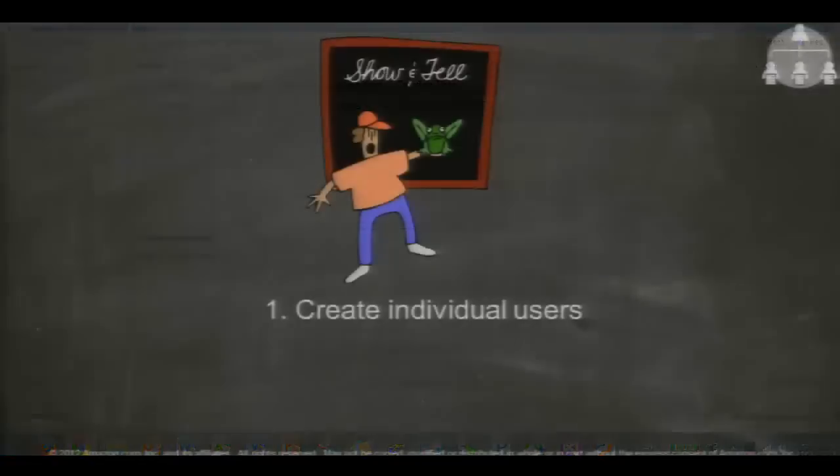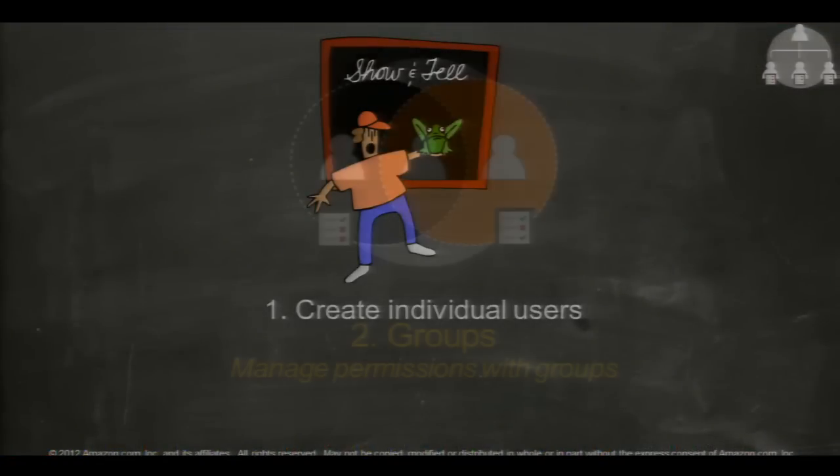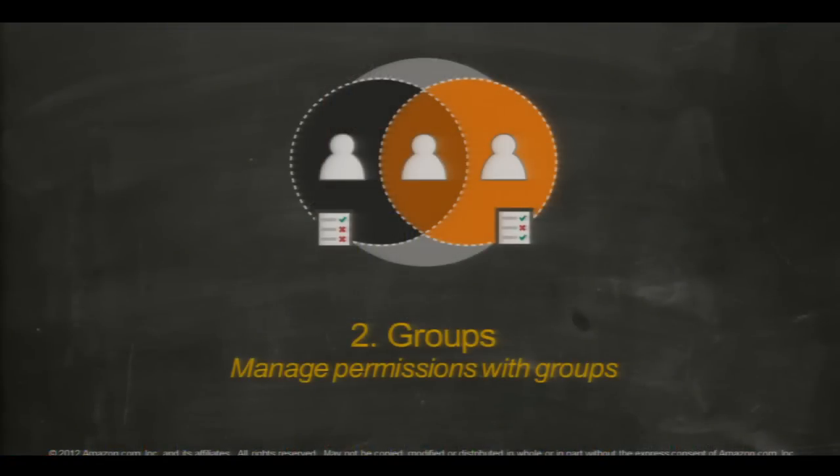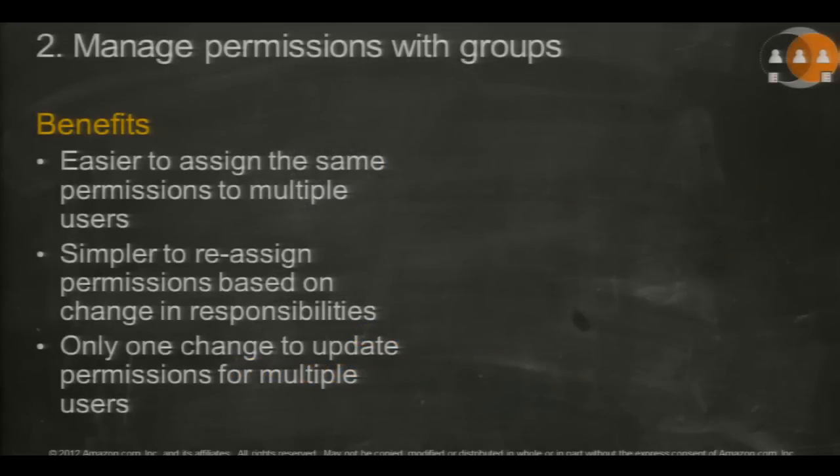Which brings us to the next piece. Whenever you're managing permissions or users in your environment, use groups. There's a couple of reasons and benefits for doing this. Number one, it's easier to assign the same permissions to multiple users. And this is not something that's specific to AWS. This is something you use in any operating or security environment. You use groups as a way of managing access, very simple.